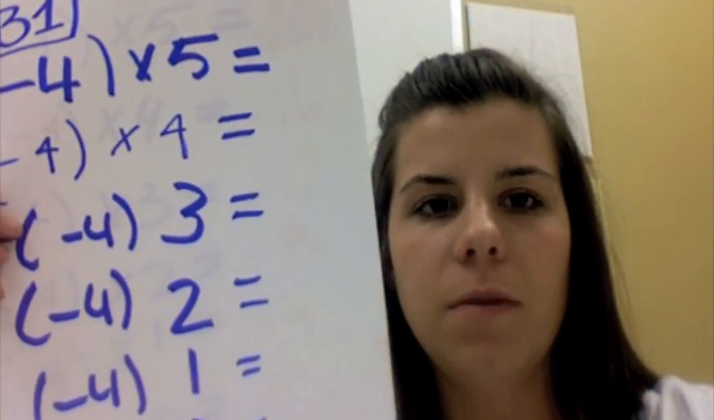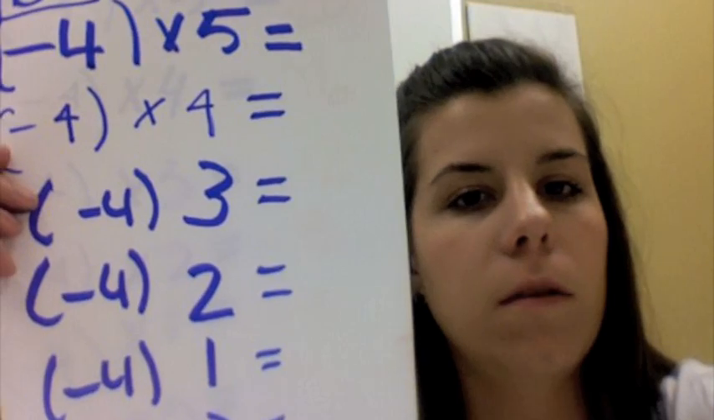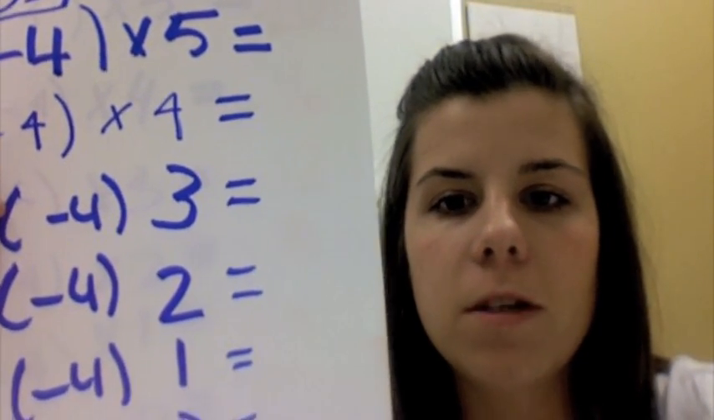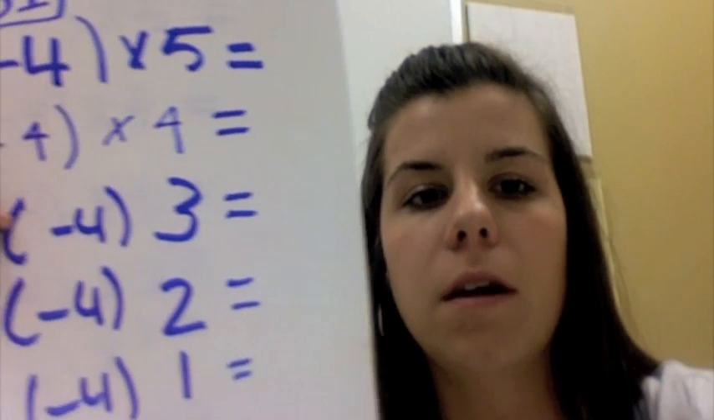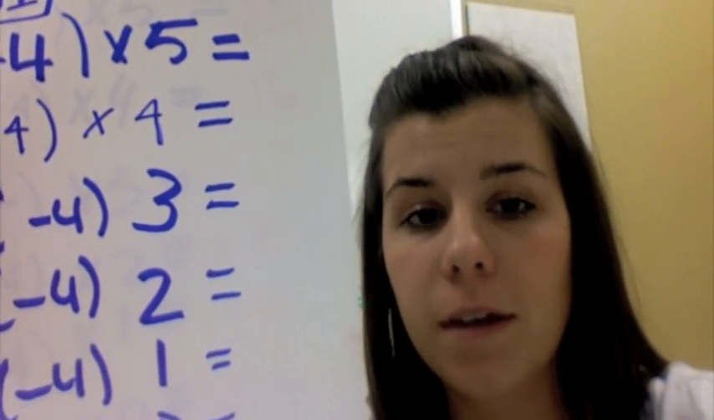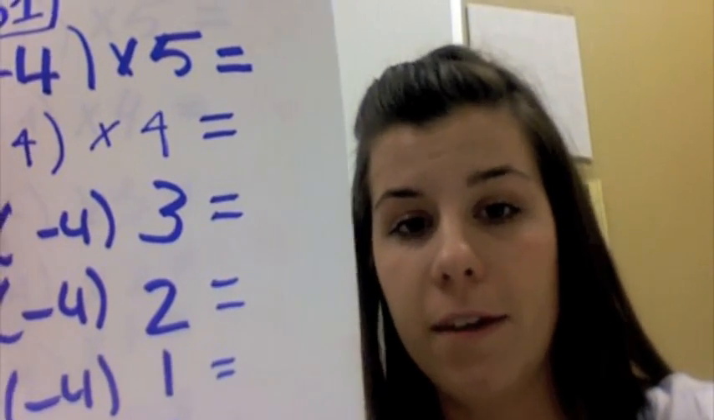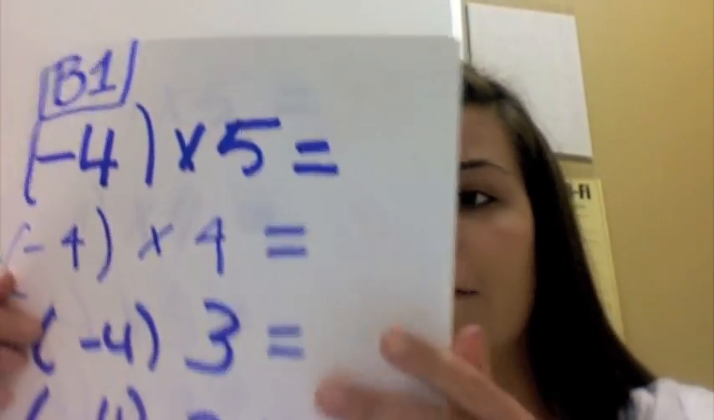Let's move on to B1 now. B1 asks you to complete the following equations. Think about what we just went over in part A and apply that knowledge. Take a minute to pause the video and write down your answers. Remember, no calculators. That's cheating in this lesson.